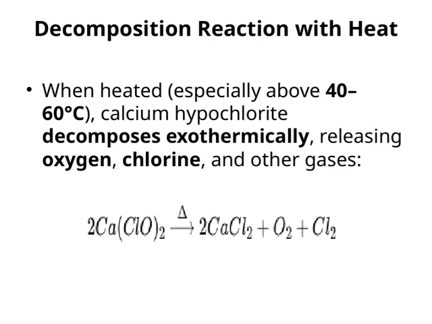When heated, especially above the temperature range of 40 to 60 degrees Celsius, calcium hypochlorite begins to decompose. This process is exothermic, meaning it releases heat as it happens. During decomposition, it releases oxygen, chlorine, and other gases. This reaction is significant because it can increase the risk of fire or explosion if not properly managed. Understanding this decomposition behavior is crucial for safe storage and handling, especially since heating can accelerate the breakdown. It ties into our overall theme of safety and proper management of chemical materials in various environments.